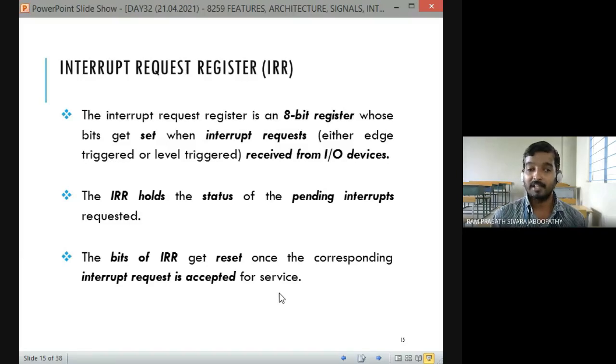Once the priority resolver resolves a particular interrupt to be serviced, at that point of time, the IRR bit automatically clears. Is it clear to everyone? When does it get set? It gets set when the interrupt request comes. Correct? When does it clear? Once the interrupt is acknowledged, I mean it is accepted by the 8259, it will get automatically cleared.